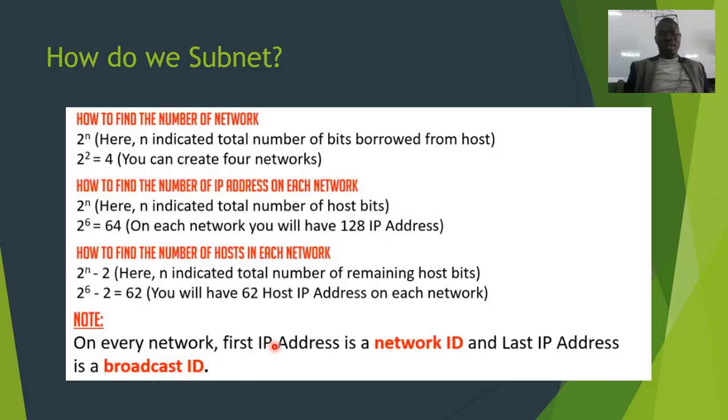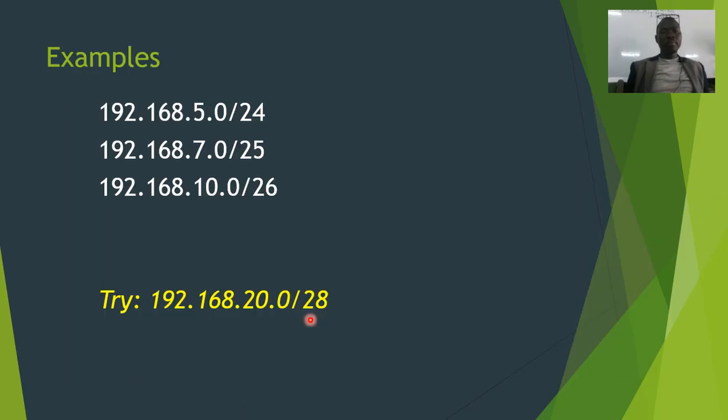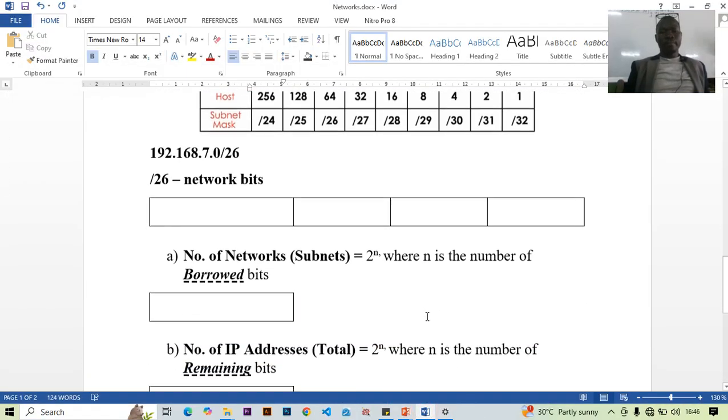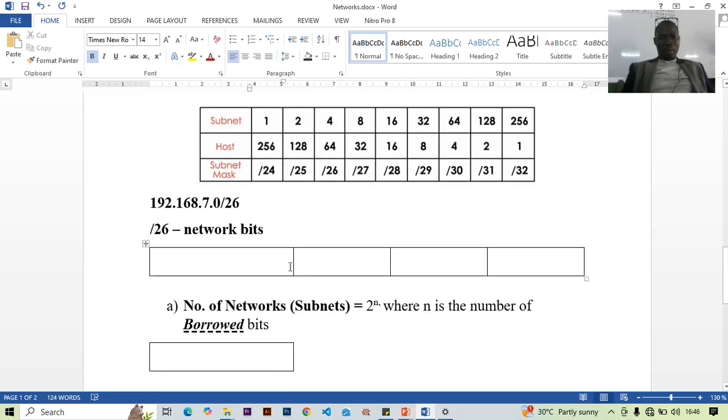Now, let's go ahead and look at some examples. Let's try to subnet this number here, 5.0. We shall look at this example, this other example, and then this example here. What's changing here is basically the subnet mask. So let's try that. Our first example is /24.